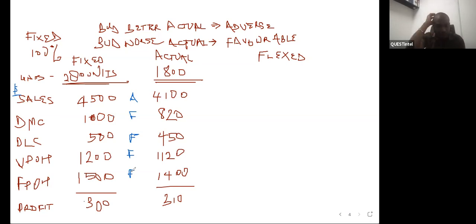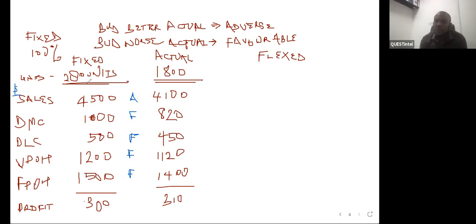Okay. Now, what can we say about all of this? What's our conclusion? Overall, it will be favorable because there are more favorables than adverses. Okay, but it depends on the quantum of the adverse. It depends on the size of the adverse.